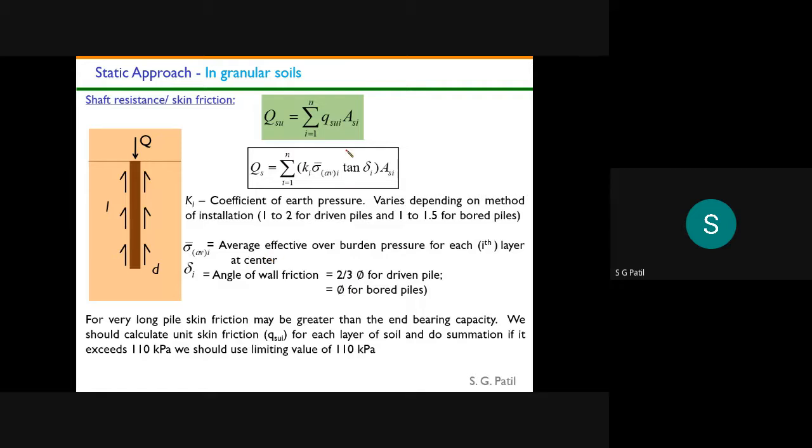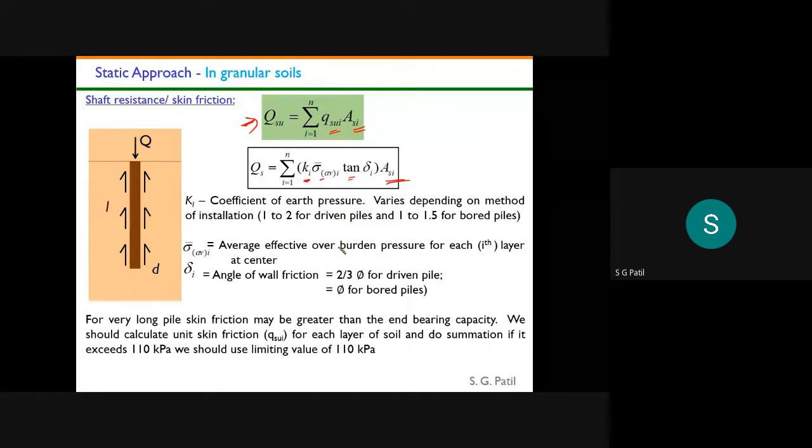Now that the base resistance is over, we will see how to calculate the shaft resistance. This is Q_s. Shaft resistance is the summation, i from 1 to n, of the unit shaft resistance into the surface area. The unit shaft resistance is the earth pressure coefficient times the vertical overburden pressure into tan delta. This K_i is called the coefficient of earth pressure.